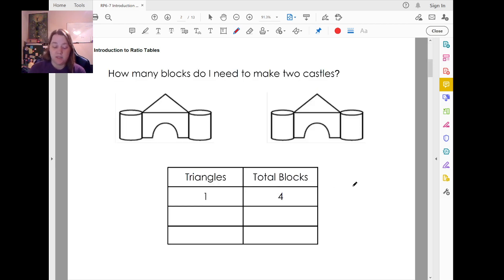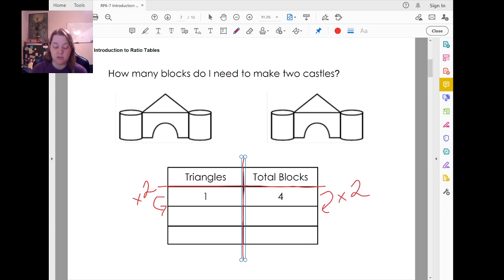So here is the same T-chart as before that I just made on the other slide. And they want to know how many blocks are needed to make 2 castles. So in order to figure this out, first we're going to look at the triangles to blocks. Now in order to double this, to go from 1 castle to 2 castles, I'm going to multiply both sides by 2. Multiply that by 2, and multiply that by 2.